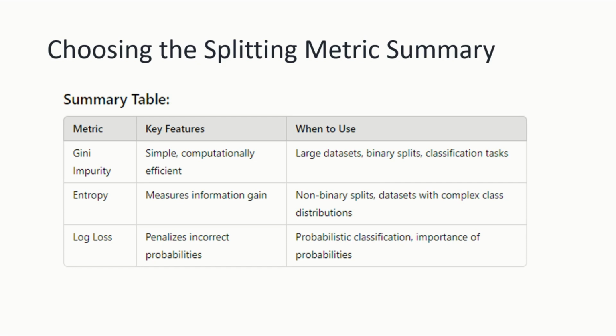Here's a summary. We use the Gini impurity when you have large data sets that require binary splits for classification tasks. Entropy is best when you have non-binary splits, data sets with complex class distributions. And again, log loss, which is less commonly used, is for when you want to know what the probabilities are for a class assignment.